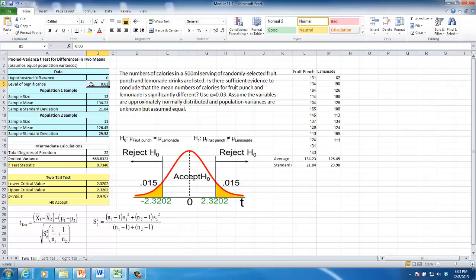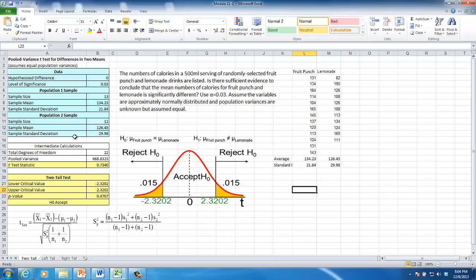Level of significance is 0.03. So we are looking for the difference between fruit punch and lemonade. Our starting point is that the difference is 0. So we have the critical values. Now we need to find the t value. In order to find the t value, first of all we need to find the S square for the population.